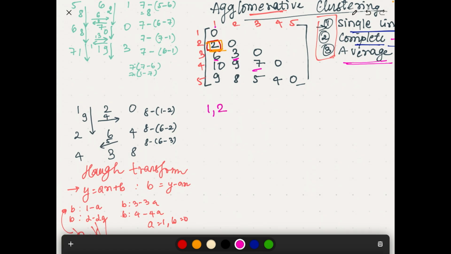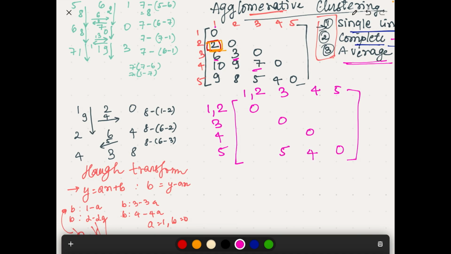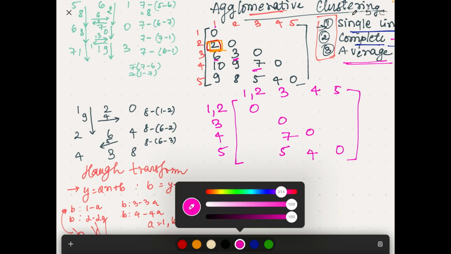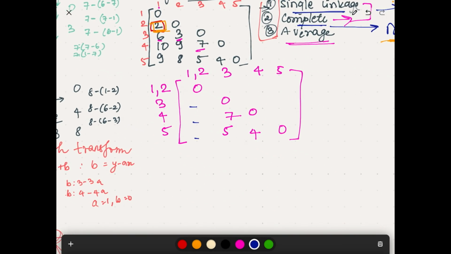So I am going to cluster 1 and 2 together. 3, 4, 5 are going to remain as they are: 1, 2, 3, 4, 5. Here the diagonal elements are going to be 0, and for 5, 3, 5, 4, all of these values are going to be as they were. There is going to be no change at all. Now we have to find these values. We are going to work towards them.